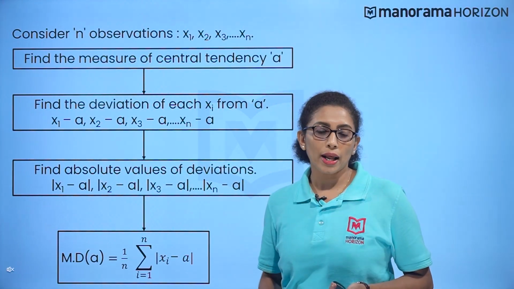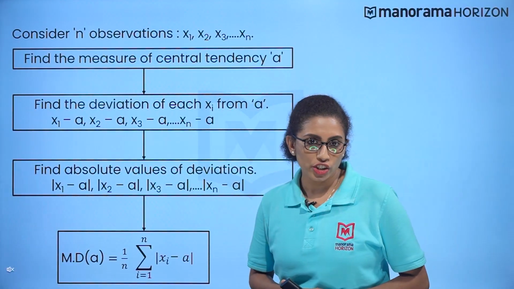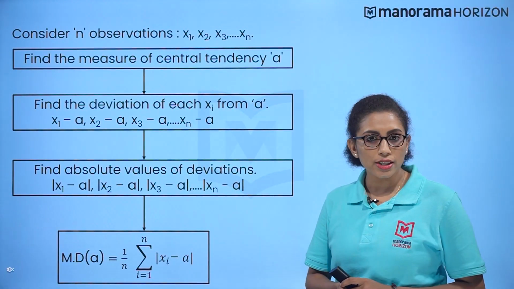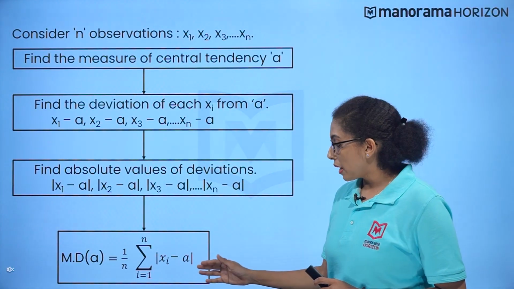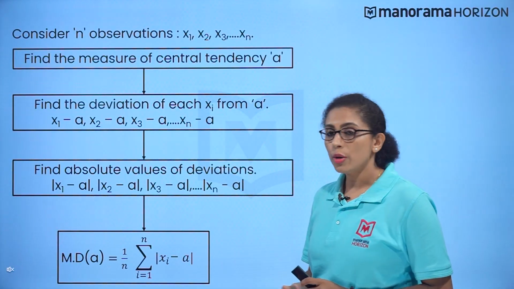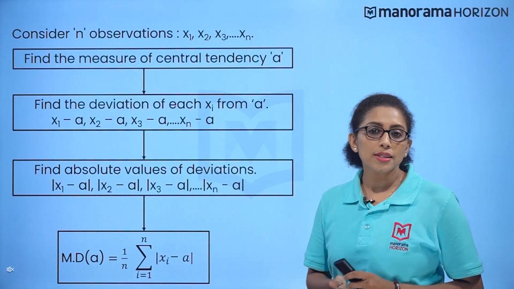which is nothing but the required parameter. That is our mean deviation. And its mathematical representation is mean deviation of A is equal to 1 by n summation i equal to 1 to n modulus of xi minus A.